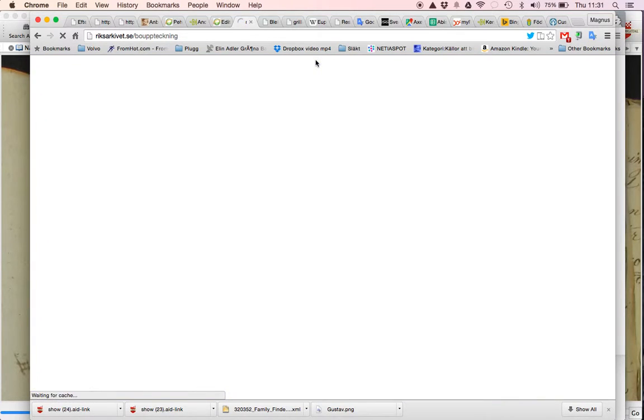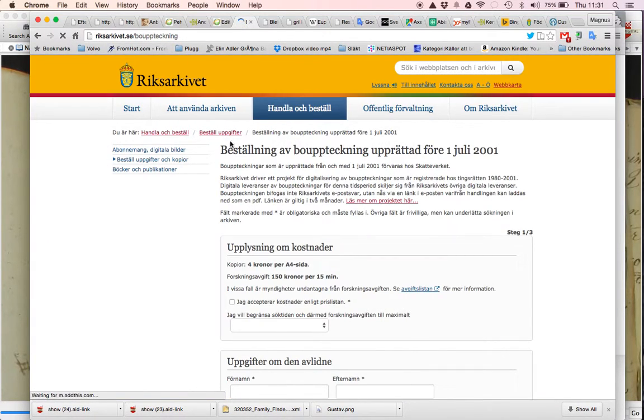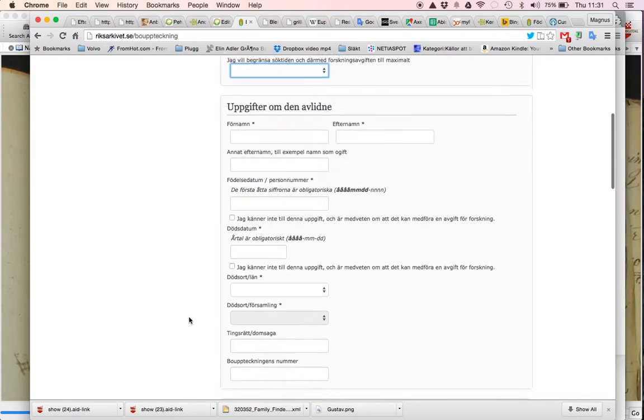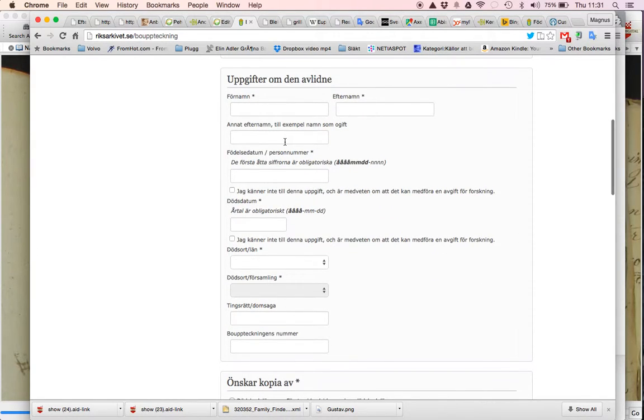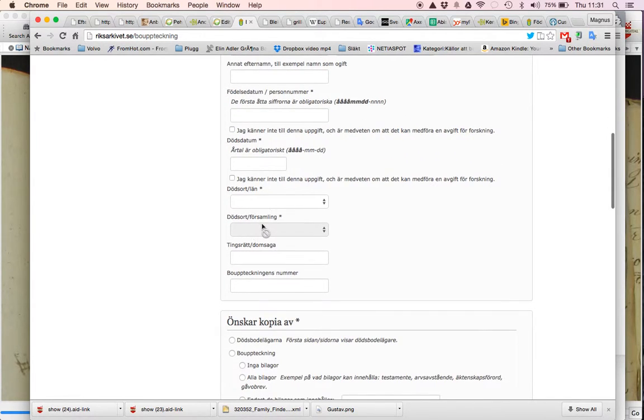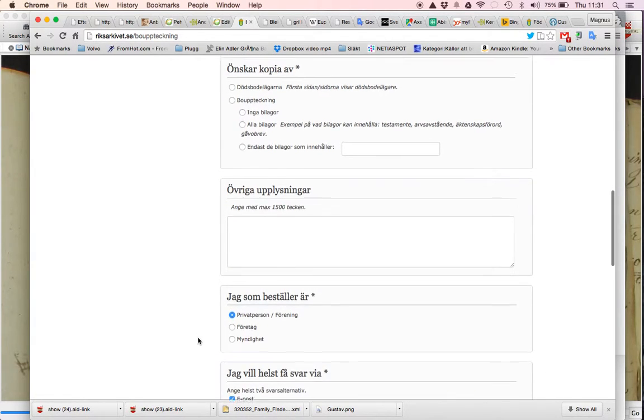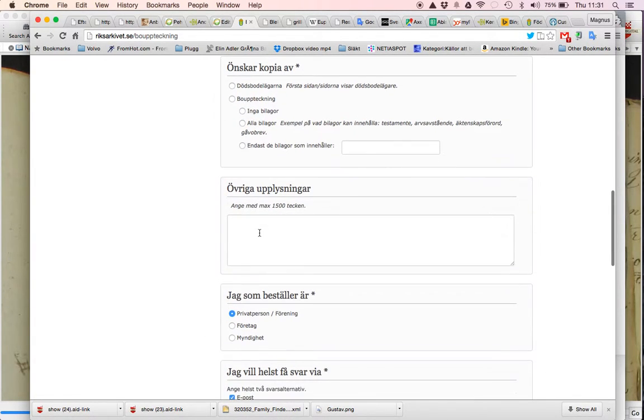Here it is. I don't know if it's English. It's estate inventory. So here you order. You say that you pay if you would like paper, and you pay 150 Swedish, $8 per 50 minutes. You say you accept the cost, and you say the limit of the cost. The name of the person, another name he has, the birth date, and then you have also where he died. And then you say, please send it to me as a PDF.